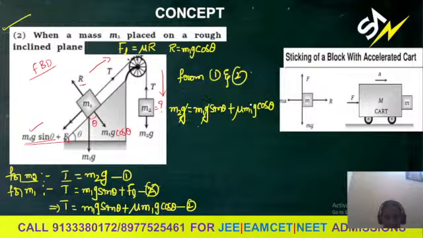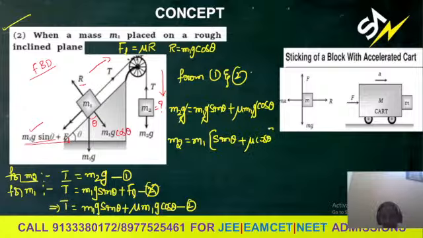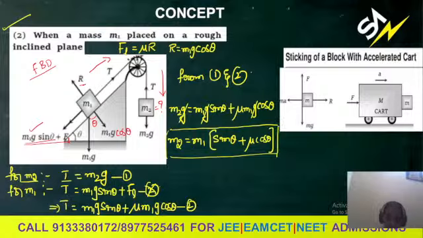From both sides, g cancels. So the minimum force should hang with the string to start the motion is m1, you just take m1 common from the right hand side, into sin theta plus mu cos theta. So this is the minimum force should hang with the string to start the motion. So we just considered the condition of equilibrium and we balanced the forces and we are finding the required quantity.